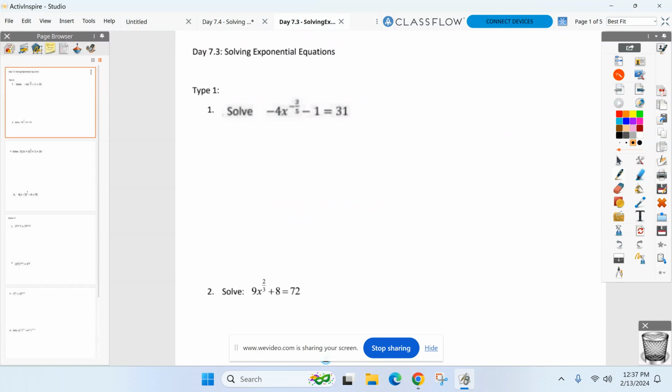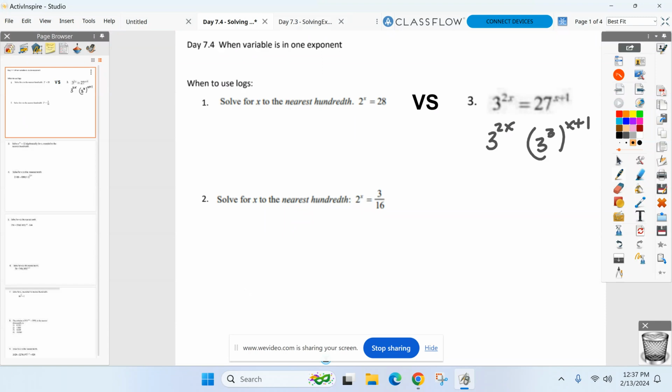So yeah, I had to move over the 1 and divide by -4. You're not writing the word log down unless the base and exponent are by itself. All right, number 1, is it by itself? Base and exponent by itself? Yes, so now I can use logs.